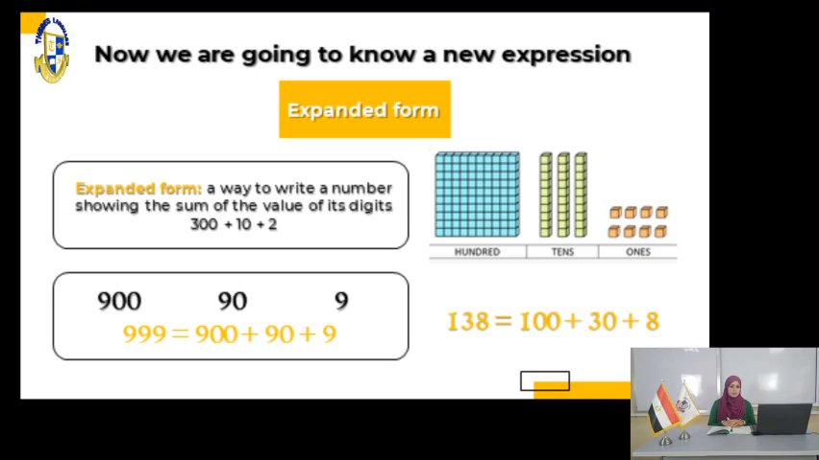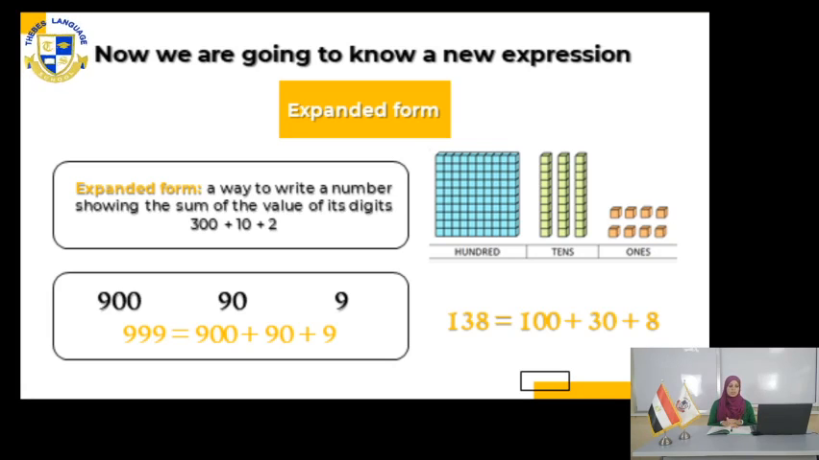For the number 138, how can you break this number into hundreds, tens, and ones? How many hundreds do you have? 1. So 100. How many tens do you have? 30. So 100 plus 30. How many ones do you have? That's right, 8. So your number is 138.